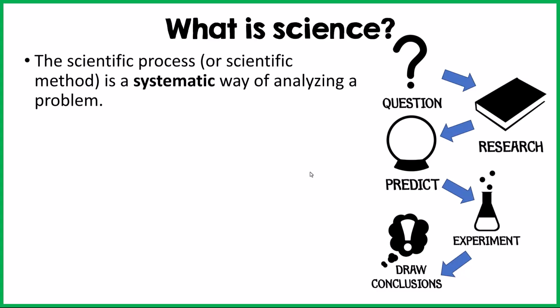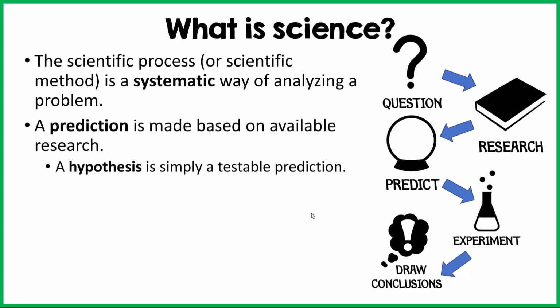The scientific process or scientific method is a systematic way of analyzing a problem. So it begins with a question, and that question is researched, and that research helps us make a prediction, which we can then test with an experiment, and from that experiment draw conclusions.